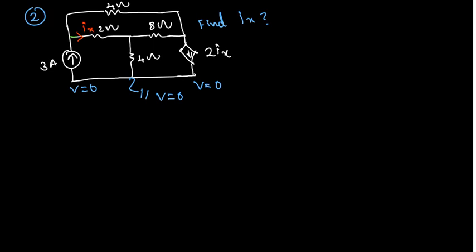So I'm starting in here. This is V1, this is V2, this is V3. But this is not our question. Our question is Ix. Find Ix. When we find V1 and V2, we are going to find Ix. That's our step.